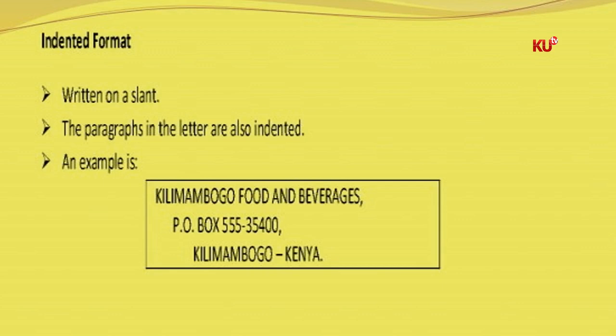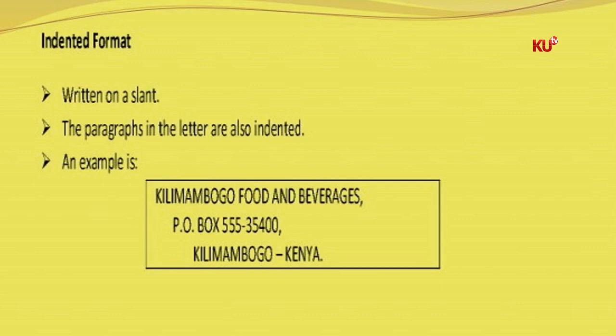We have two types of addresses. We have the block format and the indented. What you can see on your screen is the indented format. As you can see, you start the first line, Kilimambogo Food and Beverages. Then when you are doing the indented, you go to the second line. You indent. To indent is just to push. You indent, and then Kilimambogo Kenya. That is the indented format.